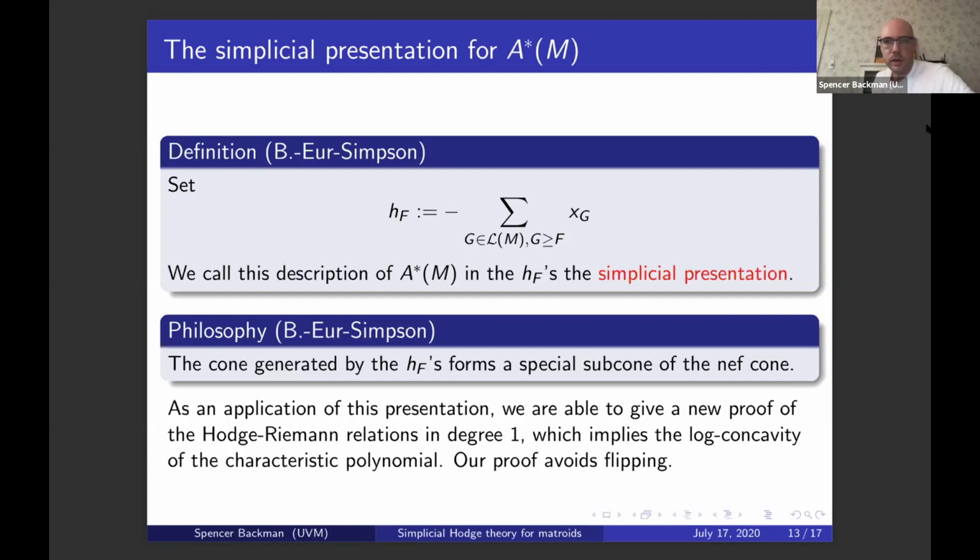So I just want to remark quickly that in fact, this is really the restriction of the support function of the negative simplex. That's why that minus sign is there. It's something you can't see for the braid arrangement because the braid arrangement is essentially symmetric. But when we're working with Bergman fans, we need to keep track of this. So it's just a technical detail. As an application of our presentation, we're able to give a new proof of the Hodge-Riemann relations in degree 1, which in turn, as I've mentioned, implies the log-concavity of the characteristic polynomial. And our proof avoids this flipping technique, which was central to the Adiprasito-Huh-Katz proof.